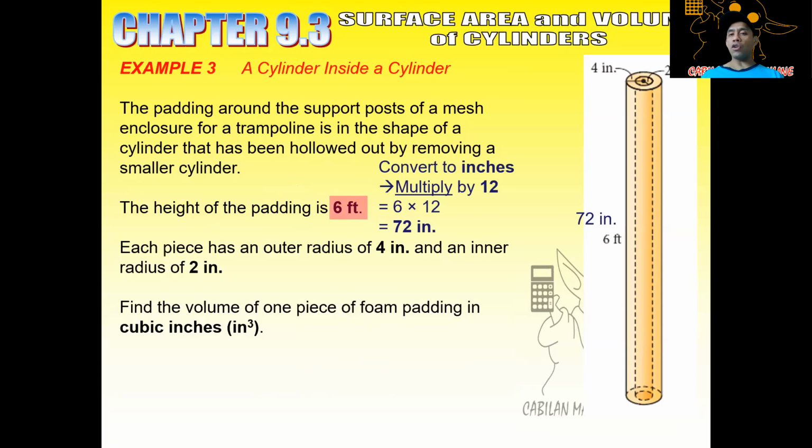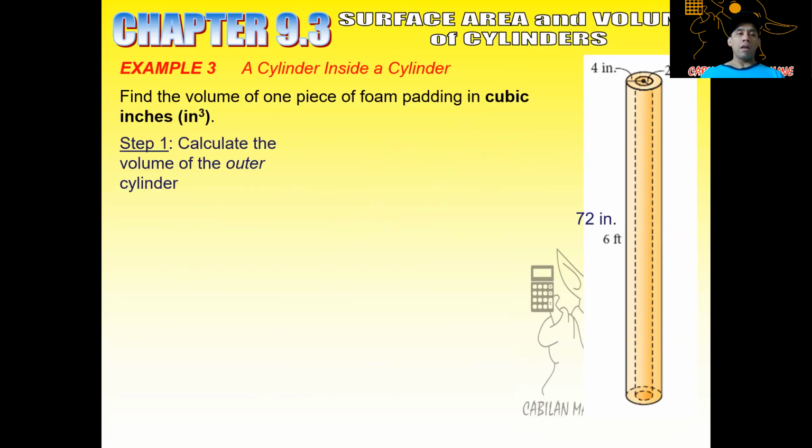Now that all the units are the same, what we need to do is think of a plan on how to solve this. We have two shapes where one is inside of the other. Since we're hollowing something out, we have to take the volumes of the two shapes, and once we find the two volumes, we subtract them from each other, because we're taking one piece out. That's exactly how we're going to approach this question.